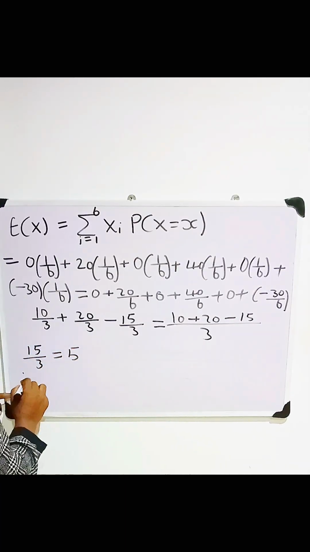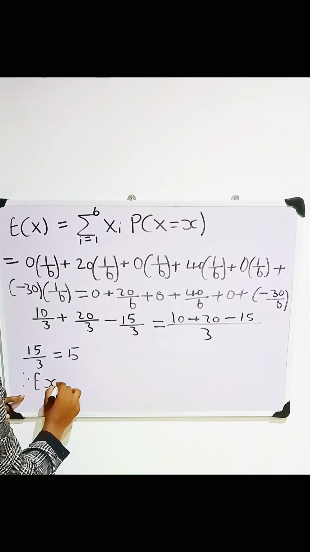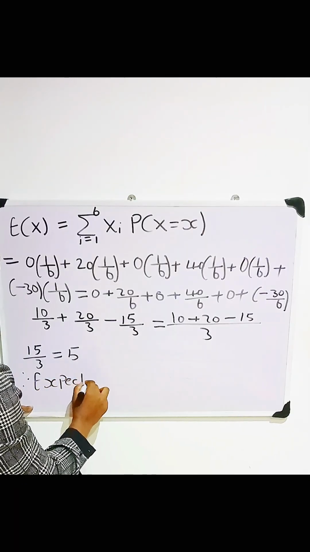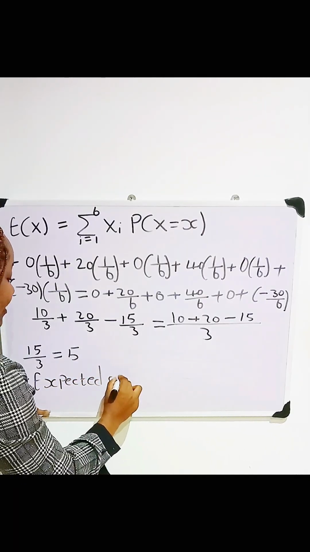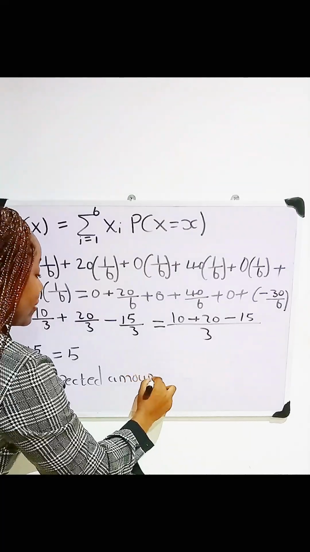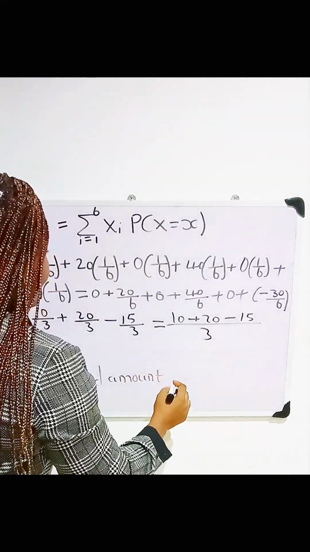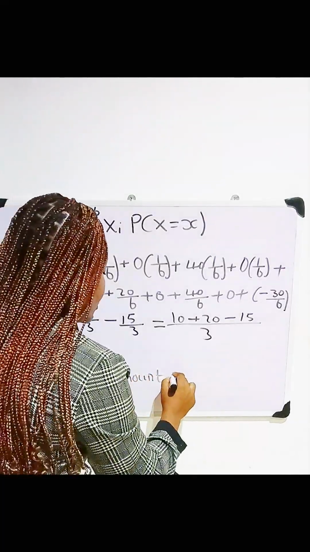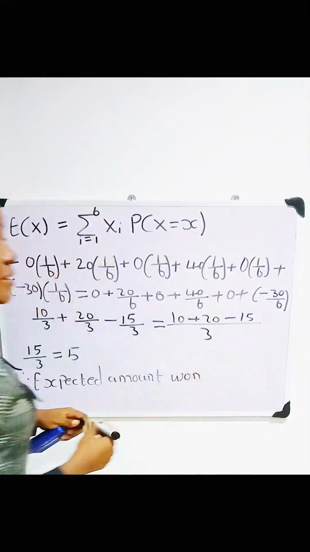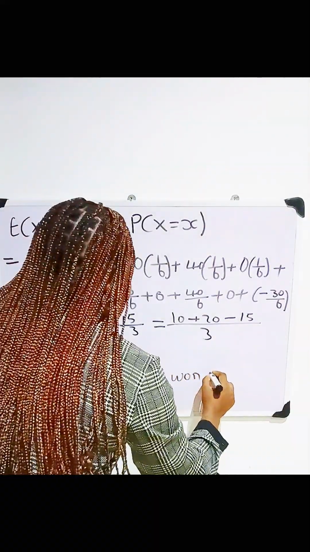So therefore, the expected amount that the gambler would win, the expected amount won, at the end of the day, is just going to be 5 naira.